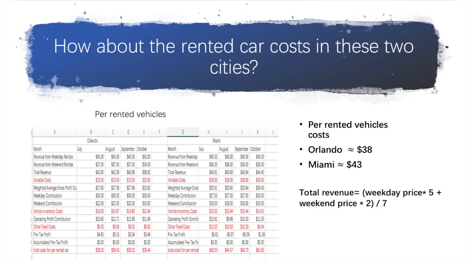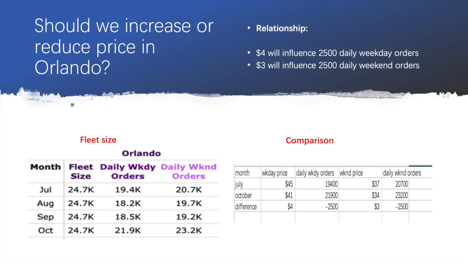After securing the demand, the next step is to calculate the cost. As the chart shows, rental costs are about 38 per car in Orlando and 43 in Miami. Therefore, the total revenue per car in these two cities must be higher than these two numbers to generate revenue. I will start with my pricing strategy in Orlando.